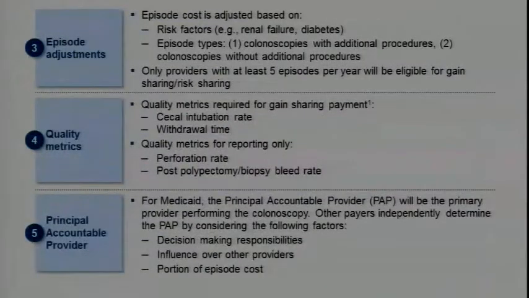On episode exclusions, as Bill mentioned before, the cost thresholds for the episode will be adjusted based on a few things. Risk factors, so renal failure, diabetes, there are a number of these that will actually adjust where the thresholds are. There's also going to be two different types of episodes here because of the different costs. So basically colonoscopies with additional procedures versus colonoscopies without additional procedures. Those have different costs, obviously, and so those would be separated out as another piece of the episode design.